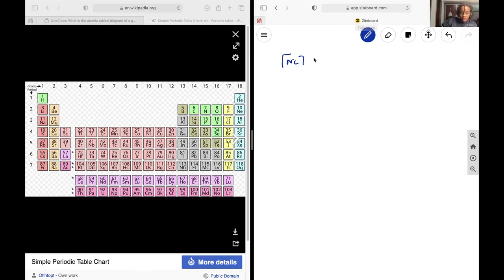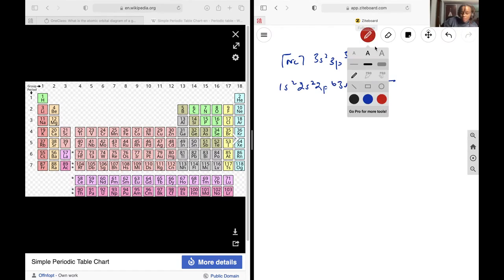And so that is going to be 3s2, 3p5. If you'd like to write out the entire thing, which would be useful, it will be 1s2, 2s2, 2p6, 3s2, 3p5. And then we're just going to use this to write out the actual orbital diagram.